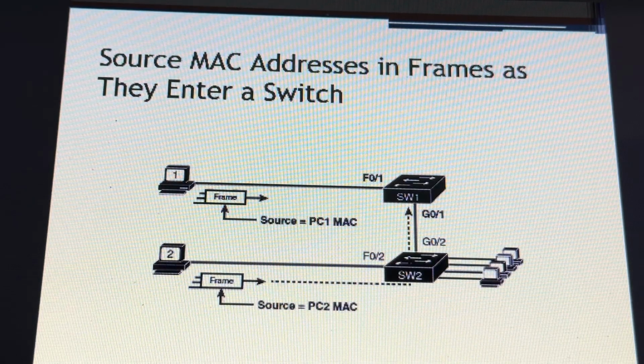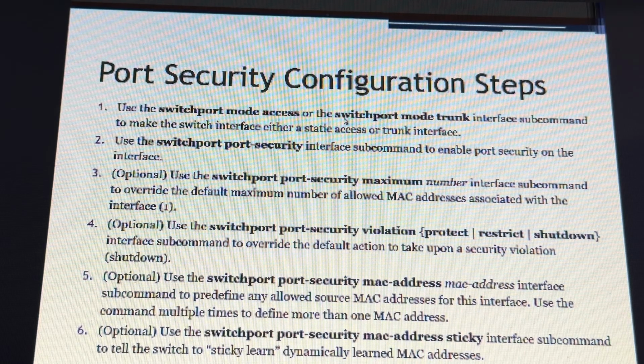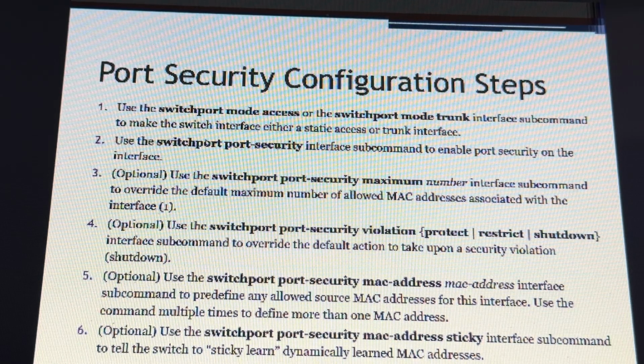Now, we also have the ability to limit the number of devices on a port, and we have the ability to secure a port to certain MAC addresses. So here's how we would set that up. We use the switchport mode access or switchport mode trunk interface commands, so both of those can be set up with port security. We then use switchport port-security to enable port security. Optionally, we can set the maximum number of devices, MAC addresses, we're going to allow on the port. We can also set up what happens if there's a violation. Do we protect, restrict, or shut down?